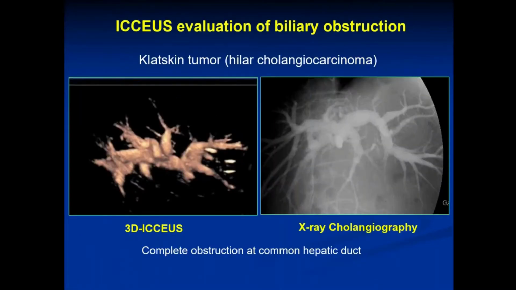This patient suffered from a Klatskin tumor, that is hilar cholangiocarcinoma. The tumor was located in the bile duct. 3D ICCEUS can display complete obstruction at the common hepatic duct, which was also confirmed by X-ray cholangiography.